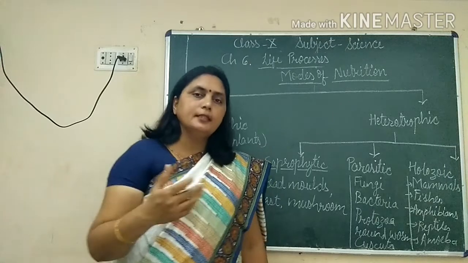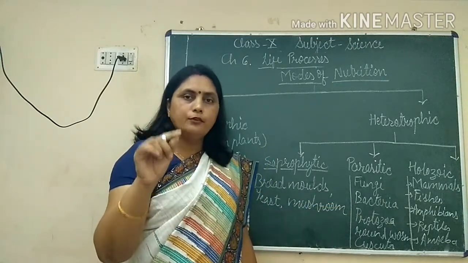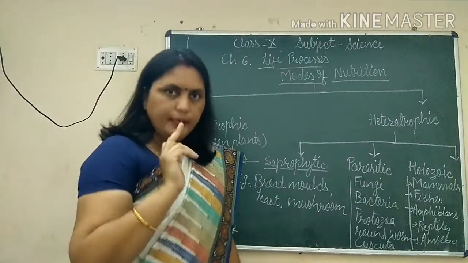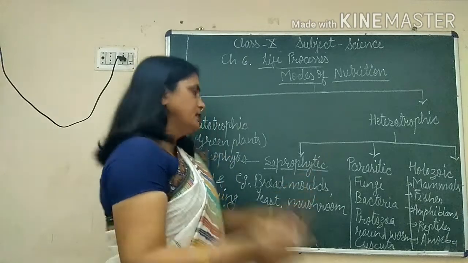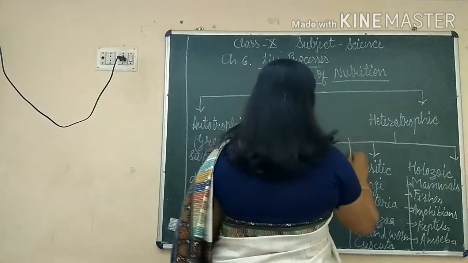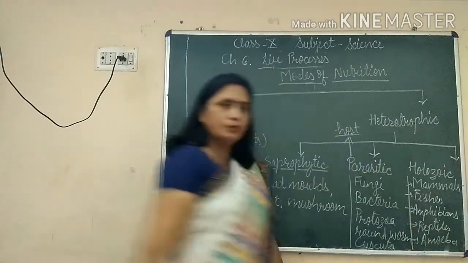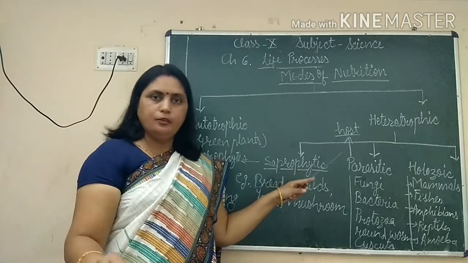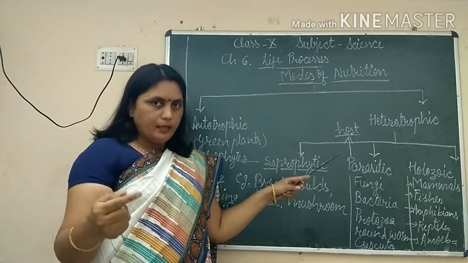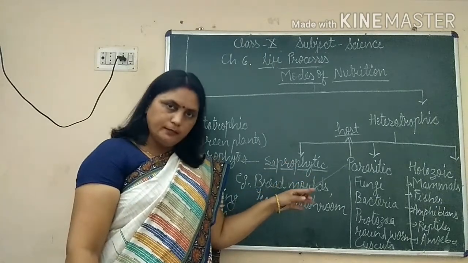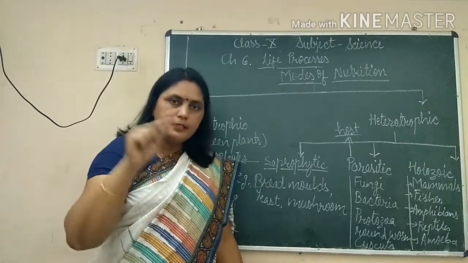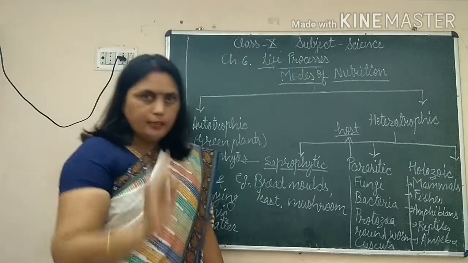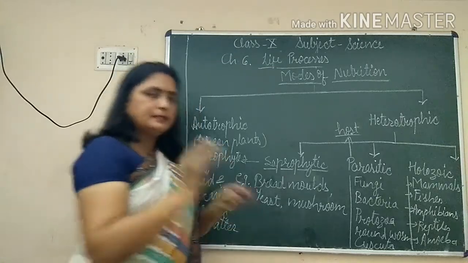So what is the parasitic mode of nutrition? A mode of nutrition in which an organism is dependent on another living organism. It lives on or inside its body, and in turn it gives that organism disease. The organism on which parasites live is known as the host. Parasites live on or inside an organism for getting nutrition. So parasites are the organisms which take digested food from another living organism by living on or inside its body, and that organism is called the host, and in turn the parasites give that host disease.